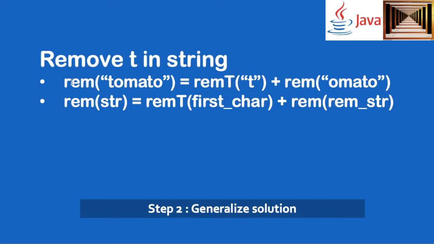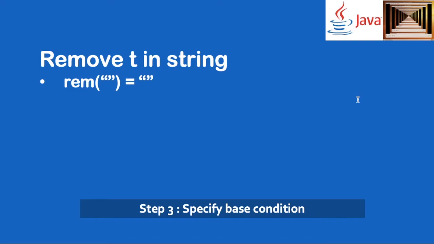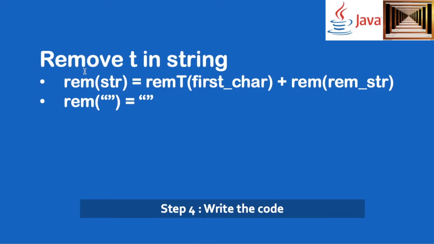So let's call it remove. Remove of tomato is remove t from the first character plus remove of the remaining string. So remove of str is remove t from the first character. If the first character is t, it will be empty, otherwise it will have that character, plus remove from the remaining string. What's the base condition? For an empty string, remove will always return an empty string, and hence we get the two statements for us, and we can just go ahead and write the code.